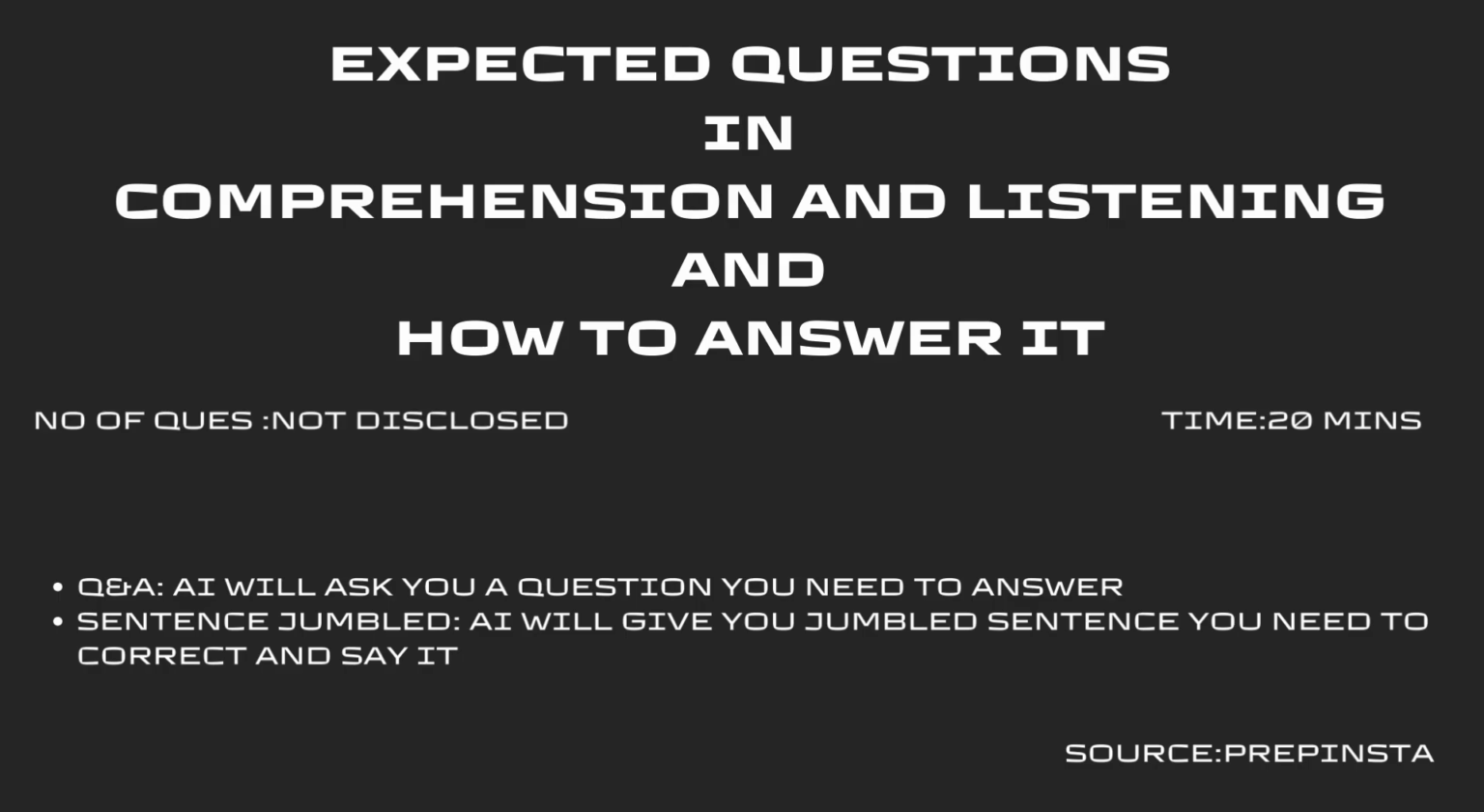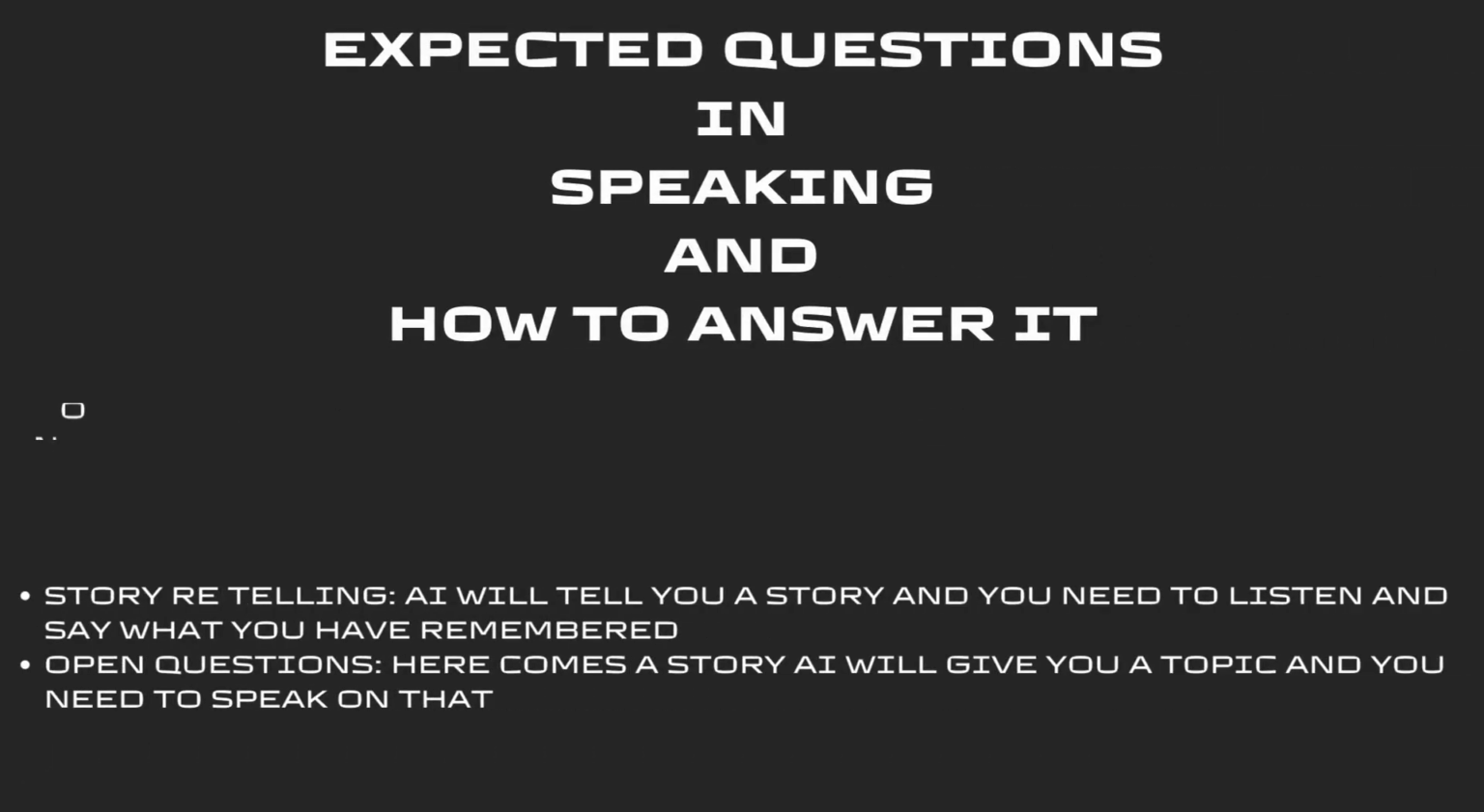The sentence jumbled section involves rearranging word groups into coherent sentences, requiring careful listening and proper grammar. For the story retelling section, you will hear short stories and need to retell them, focusing on the main ideas and key details. You should aim to retell the story fluently, including characters and actions, and if necessary, use your own words while staying close to the original story.